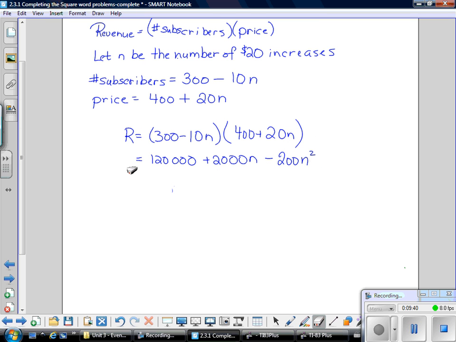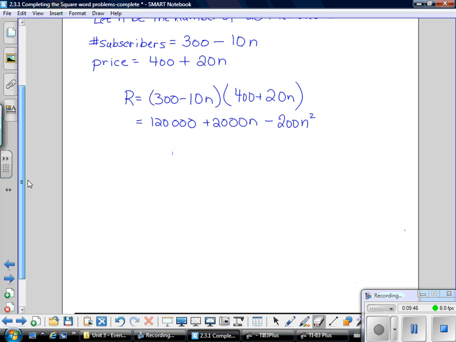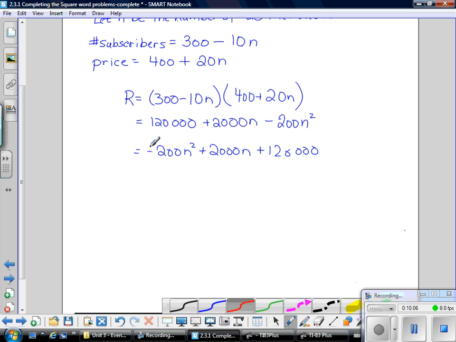So now I do have a trinomial. However, it's not in the form that we usually put it. So what we're going to do is rearrange it and start with our n squared first. Remember, n squared is a negative 200, so make sure you bring that negative with you. And we then have our n term followed by our constant term. Now we're going to complete the square of this the exact same way as we did before. So it just added another layer to our questions.